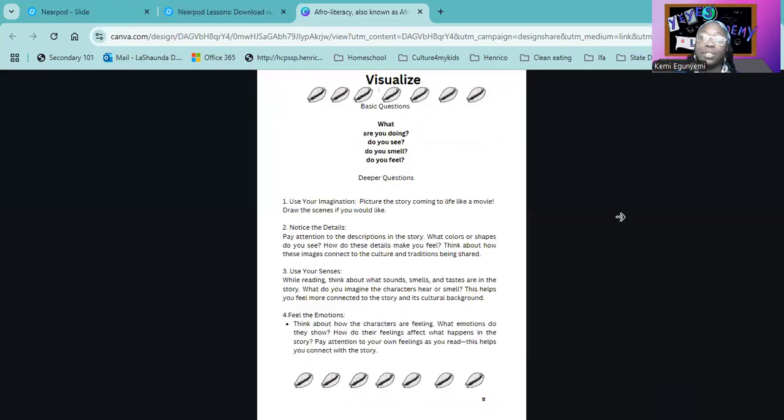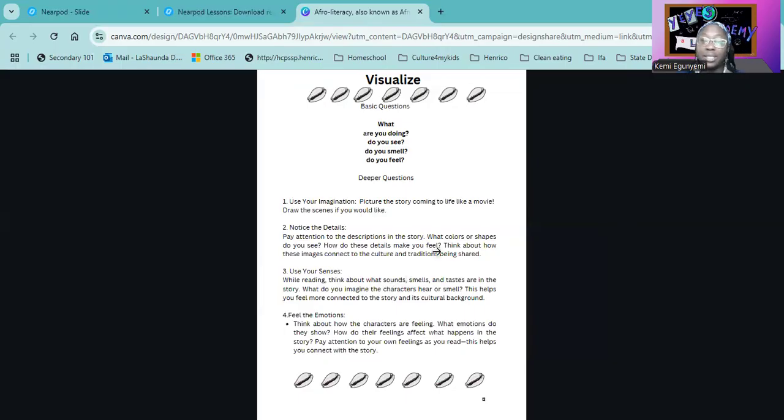The next thing is visualizing. When they're reading, it's great to be able to have that picture movie in your mind. What are you doing? What do you see? What do you smell? What do you feel? Those are your basic questions, the five senses, right? And when we are looking at it on a deeper level, we want to say, picture the story coming like a movie. Draw out the scenes as you are working. And then you can incorporate those basic questions in there.